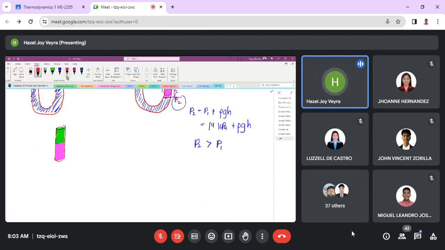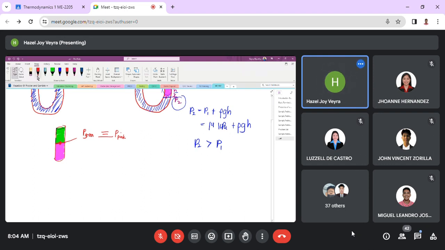So at this point, class, here, like the boundary between fluid 1 and fluid 2. For example, you have the pressure of the green fluid. The pressure here at the boundary between the two fluids is always equal. Remember, this is the pressure at the boundary of the two fluids, meaning you have the same elevation.